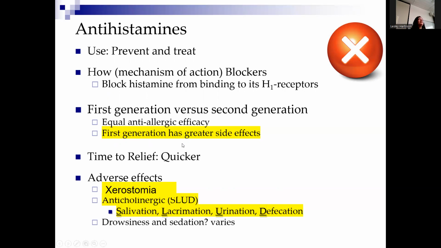If it's highlighted in yellow, very good chance you're going to have a quiz question or an exam question. So that's why some of this stuff is highlighted.